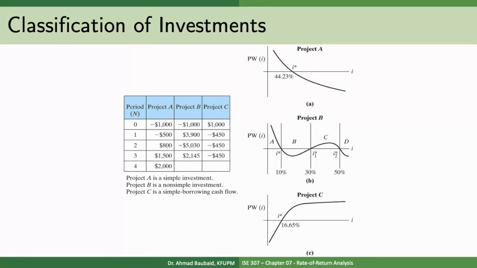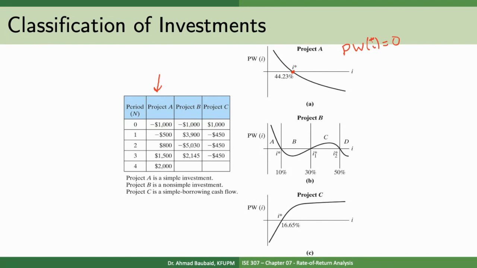If you look at project A, this is very similar to what we've covered in chapter 5. The graph looks similar. It crosses the x-axis at this point, the point i star, where, by definition, the present worth is equal to 0. Therefore, this is a rate of return. And notice, because this is a simple investment, there's only one. The plot of the function is only going to cross the x-axis one time, and therefore we have a unique rate of return. This is always going to be the case with simple investments.